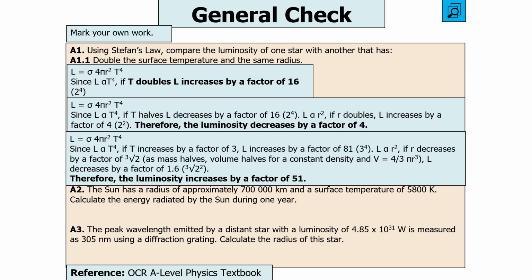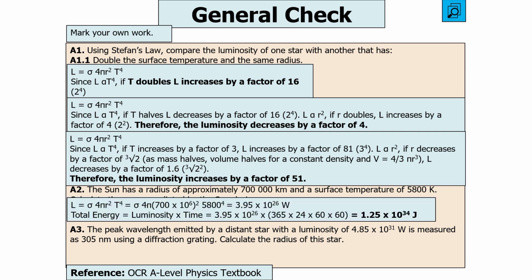The next one, so if we look at the different ideas completely, L is directly proportional to T to the 4. So if T increases by a factor of 3, L will increase by a factor of 81, 3 to the power of 4. L is directly proportional to r squared. So if r decreases by a factor of cube root 2, because as mass halves, volume halves for a constant density, and volume is 4 over 3 pi r cubed. Therefore, L will decrease by a factor of 1.6. So that's cube root 2 squared. So therefore, what happens is if one increases by a factor of 81, the other decreases by a factor of 1.6, it overall increases by a factor of 51.